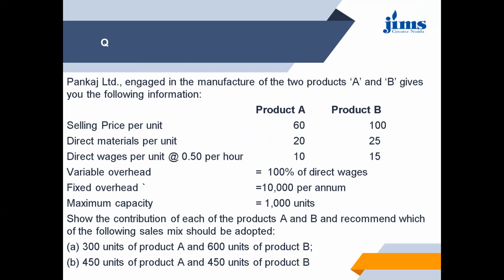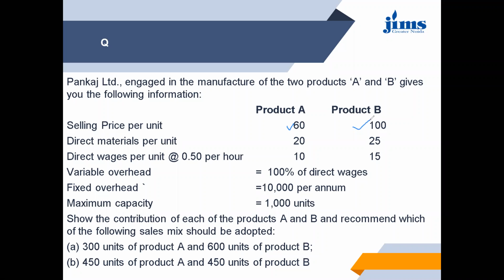So let's discuss an example. Pankaj Limited is engaged in manufacturing two products, product A and product B. For product A, selling price is 60 rupees per unit and product B selling price is 100 rupees a unit. The direct material for product A is 20 rupees per unit and for product B, material is 25 rupees per unit.